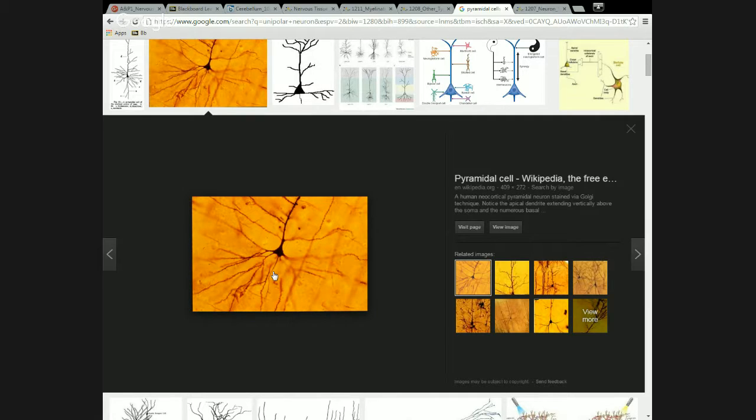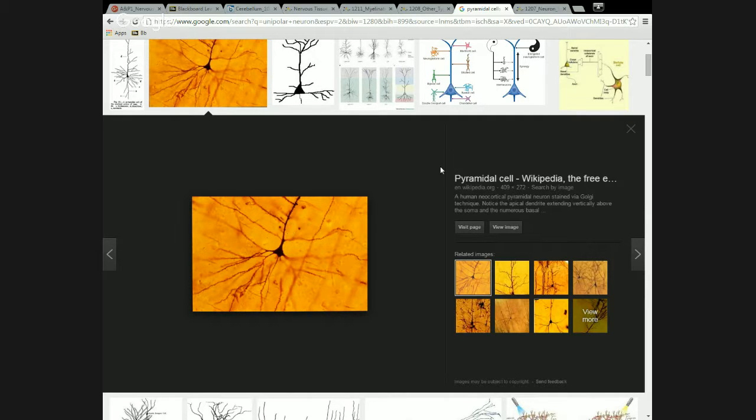We do not have a slide to show you this type of cell in the microscope slides that we have. There is a slide for it, but I don't like it. It's not a very good stain. So I'd rather go to these good pictures on the internet just to show you what it looks like.